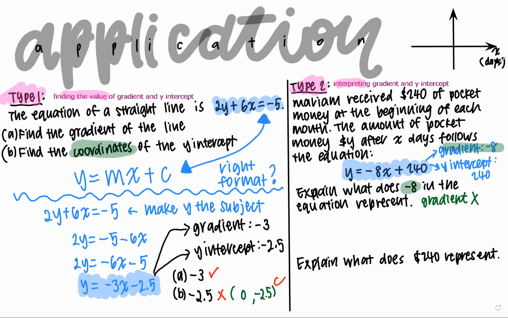Next, y. What does y represent? Money. Pocket money. Not spending. If you just say pocket money, it's not detailed enough. Amount of pocket money. Yes, amount of pocket money. Now write all this down.